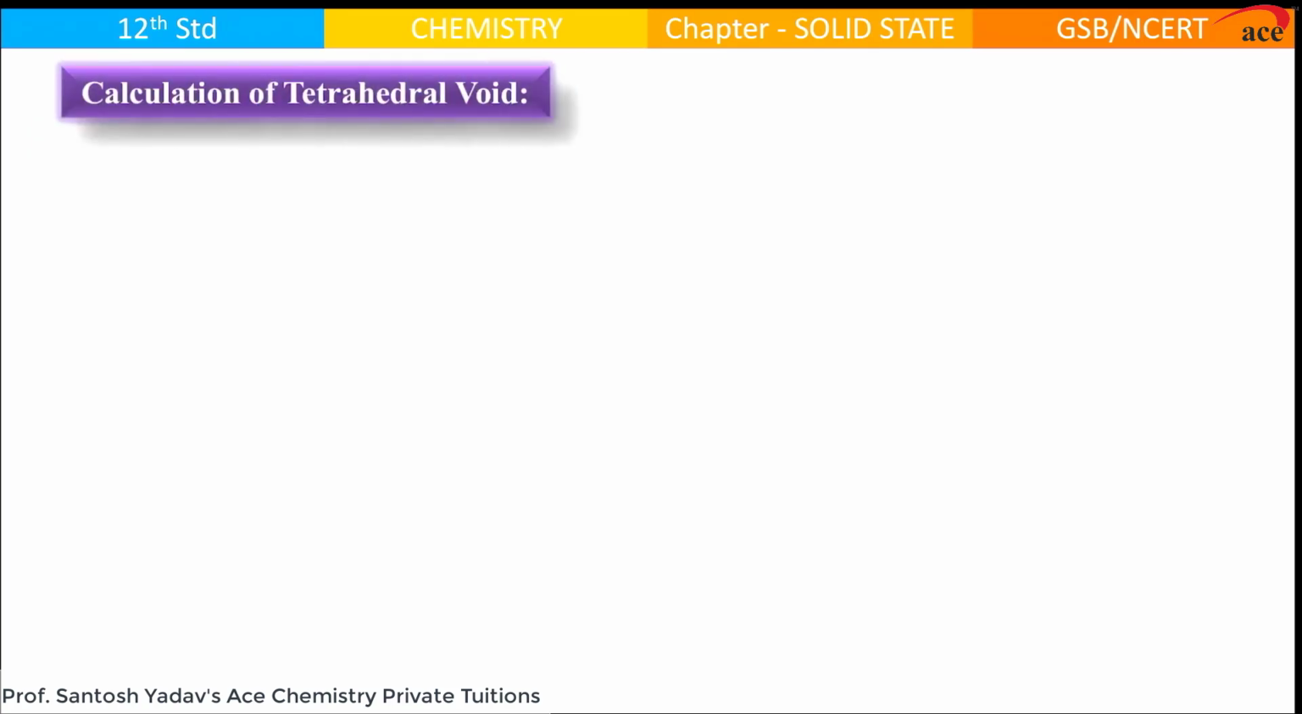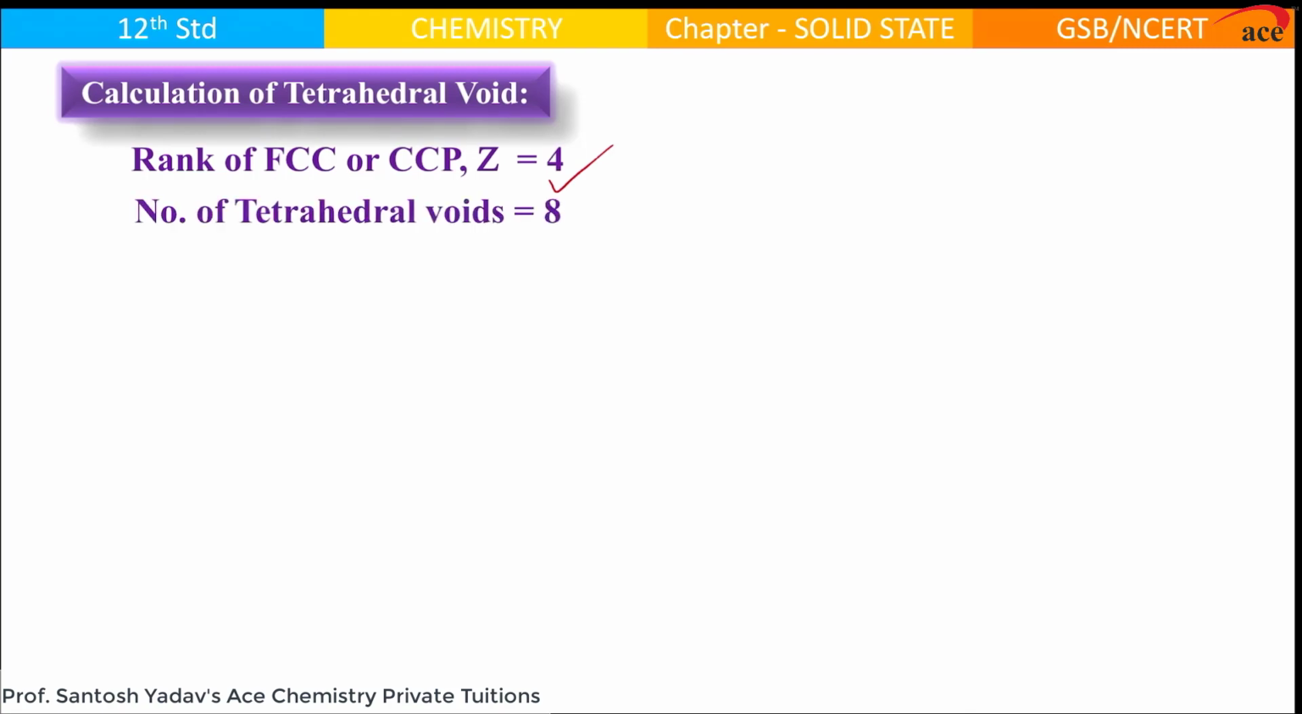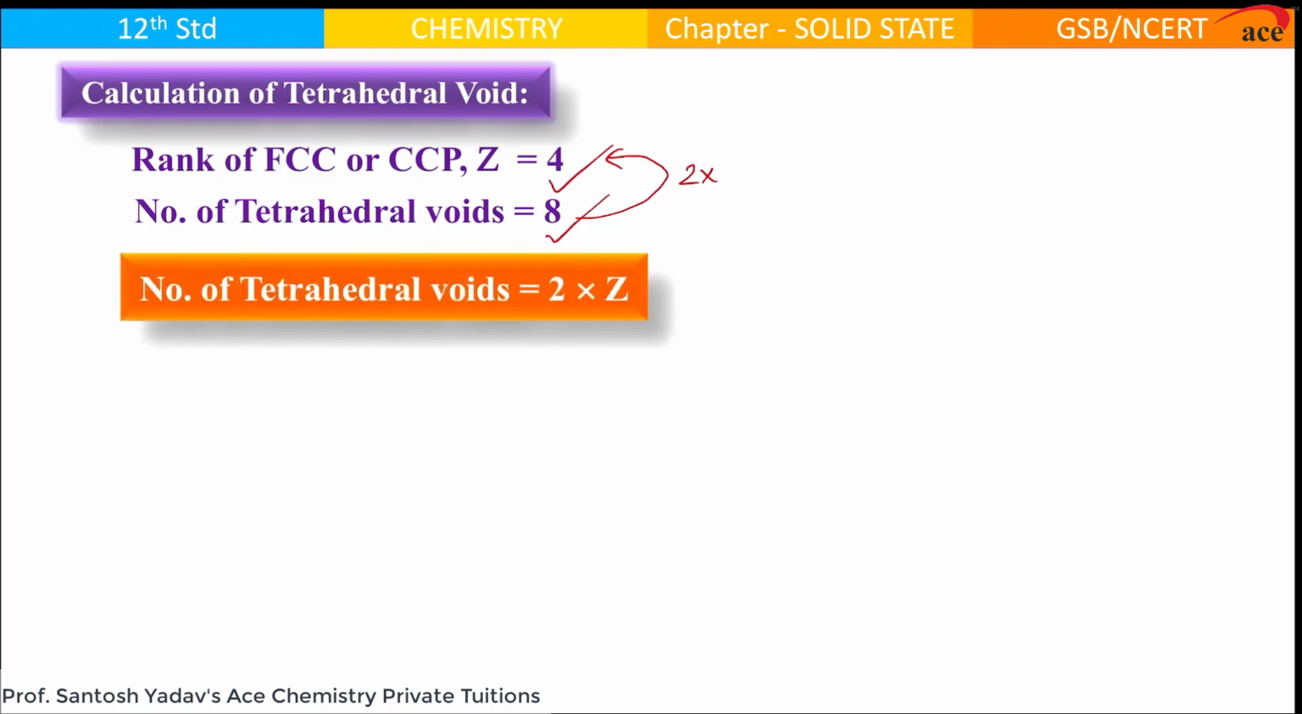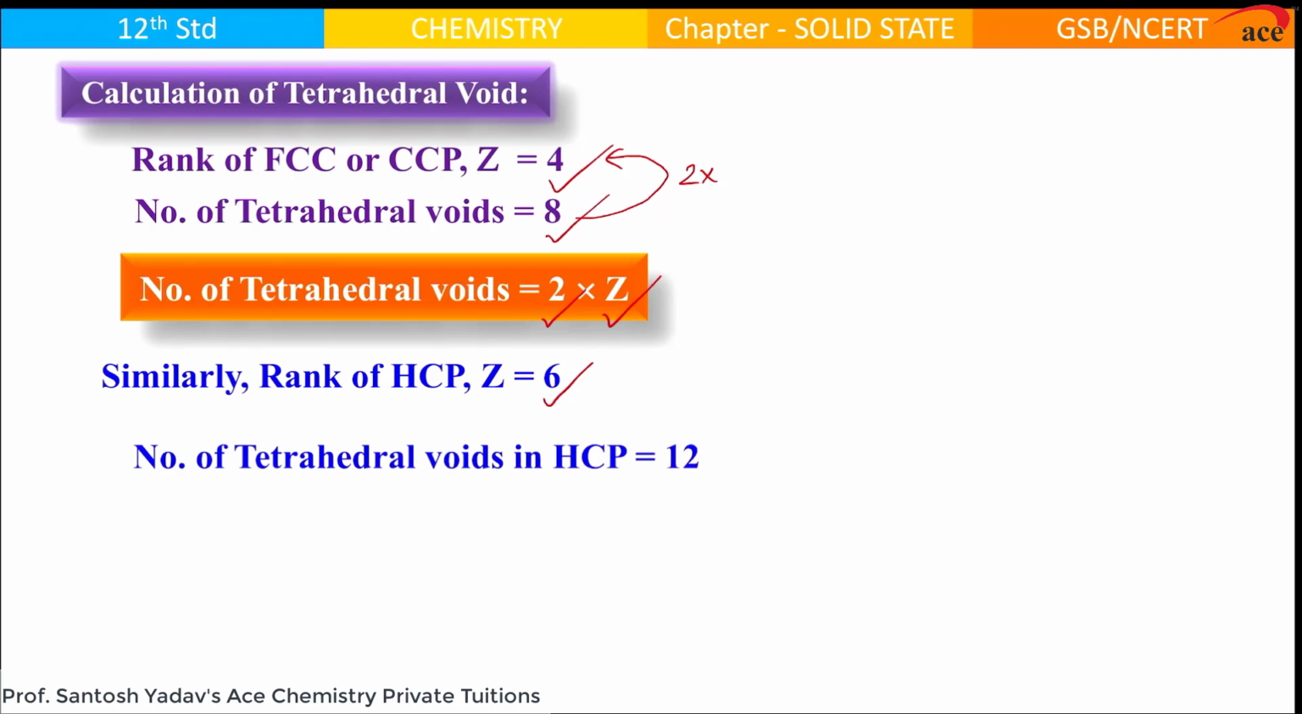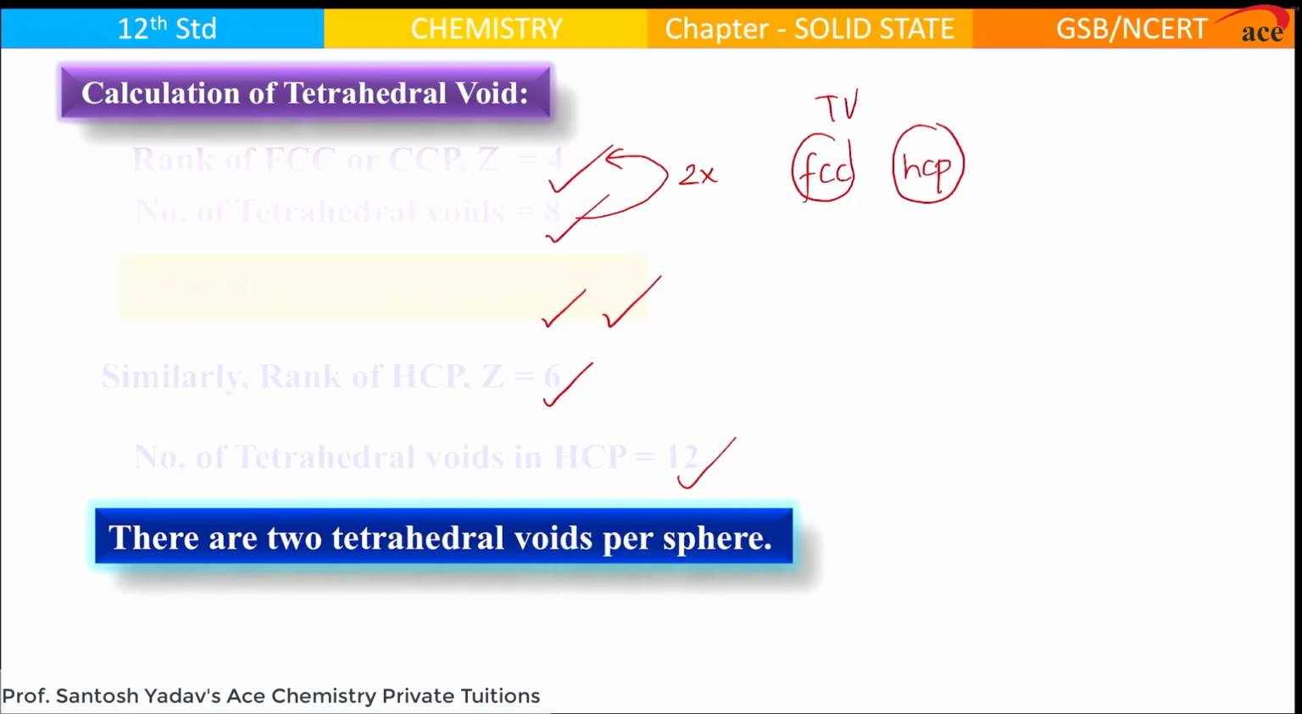If you try to understand the calculation of the number of tetrahedral voids, FCC or CCP is made up of 4 spheres or 4 metallic atoms. The number of tetrahedral voids is 8. That means the number of tetrahedral voids is double the number of spheres. So, the number of tetrahedral voids is 2 times the number of spheres. If you see HCP, the rank is 6, so the number of tetrahedral voids will be 12. You remember tetrahedral void is present in both FCC and HCP because they have a similar type of packing. So, there are 2 tetrahedral voids per sphere.